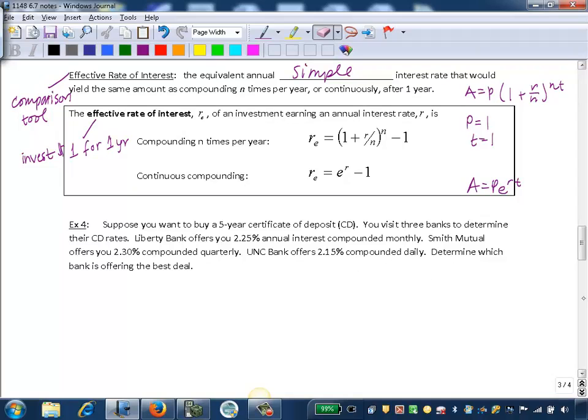So in order to compare these, we're going to pretend that we're investing $1 for 1 year at each of these rates, and we want to see how much interest we'd earn. So we want to find the effective rate of interest, so we're going to compare the effective rates of interest. Some problems in your homework will explicitly say, calculate the effective rate of interest. But in this problem, it's just suggested that you compare these so you can find the best deal. Okay, so we'll first look at Liberty.